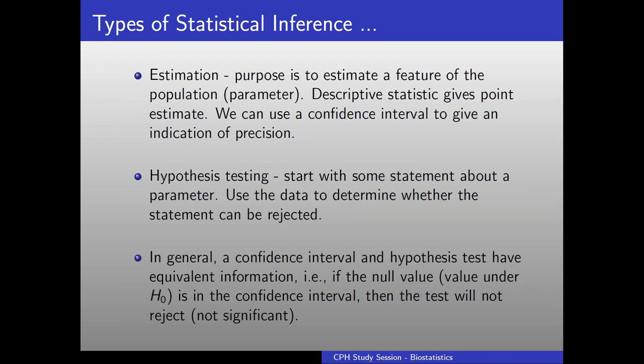Okay? But there is a connection, most notably if the null value, okay, the value under the null hypothesis, falls within the confidence interval, then that test will not reject. Okay? You use this a lot with odds ratios and relative risk. We always look for whether or not 1 is in the confidence interval, because 1 is the null value.